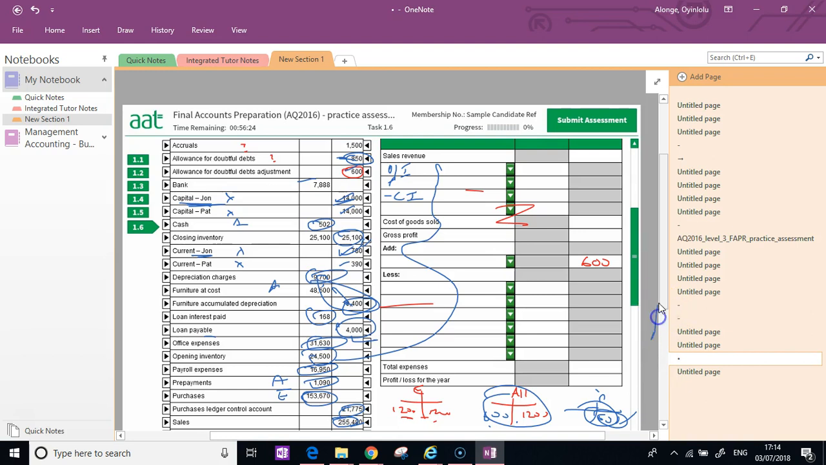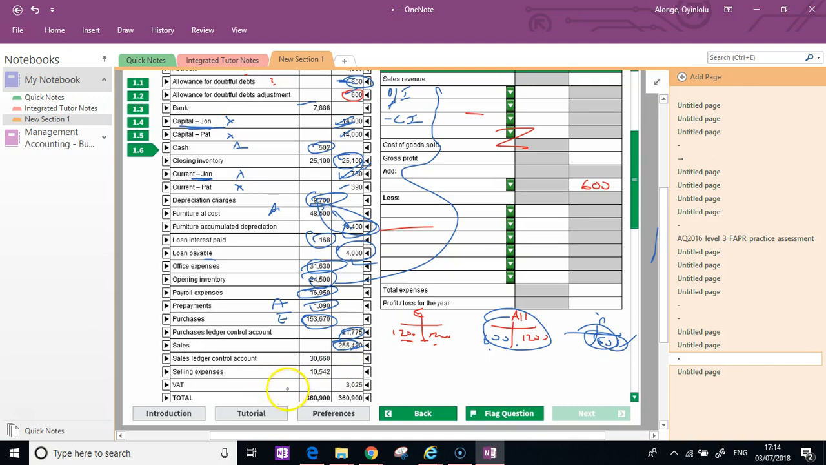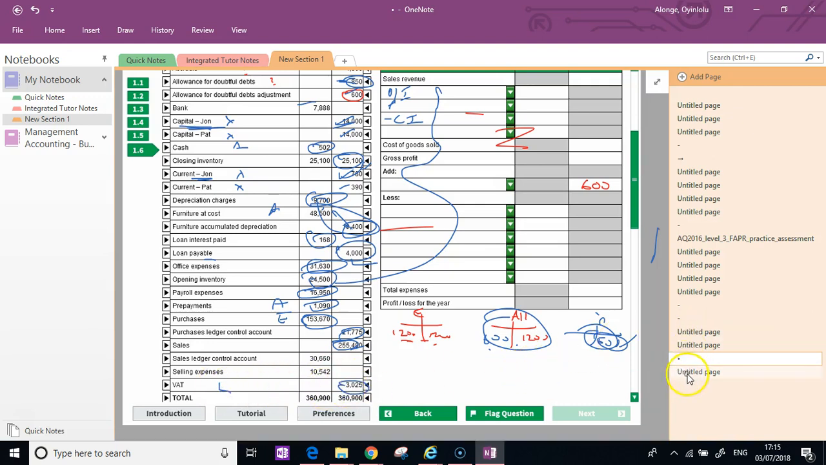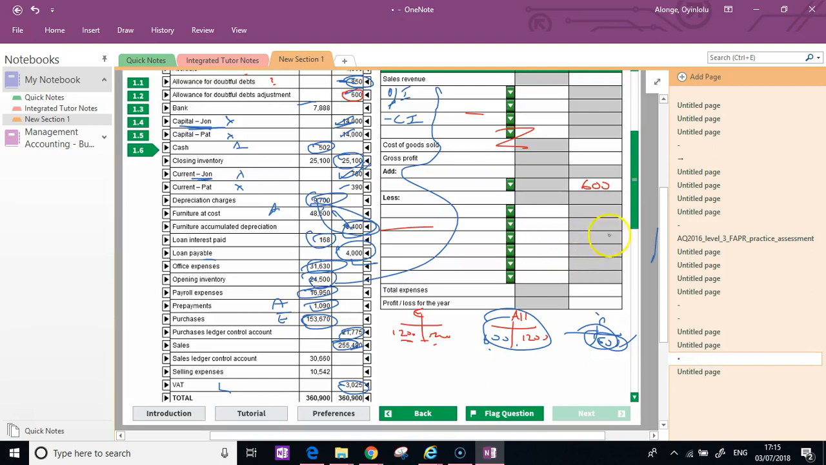Oh, sorry, there's some more. And then VAT, that's a liability, so you don't do anything with that. So this is all a bit of practice that you need to make sure you're happy with. And then whatever your profit is, you split it. And they tell you, I believe, in this question, how to split this.